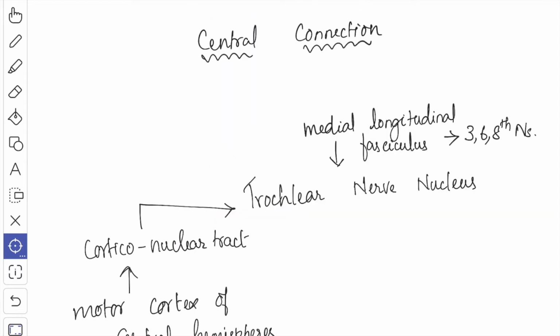Now we'll see the central connections. The trochlear nerve nucleus is connected with the motor cortex of the cerebral hemisphere by the corticonuclear tract. Motor cortex connecting with the nucleus, so corticonuclear tract. And the trochlear nerve nucleus is connected by the medial longitudinal fasciculus with the third, sixth and eighth cranial nerve nuclei for the coordination of the eye movements.